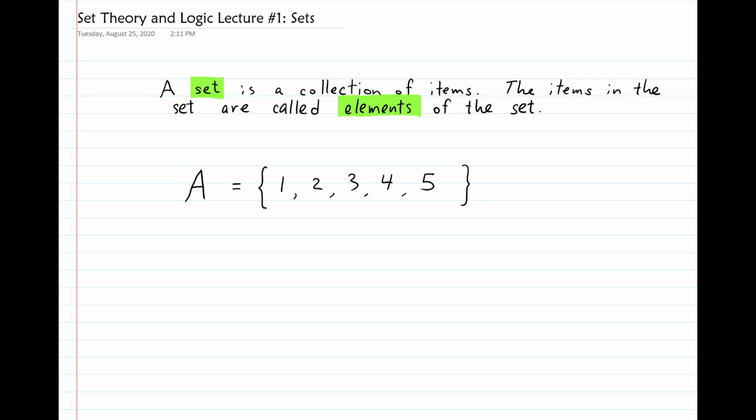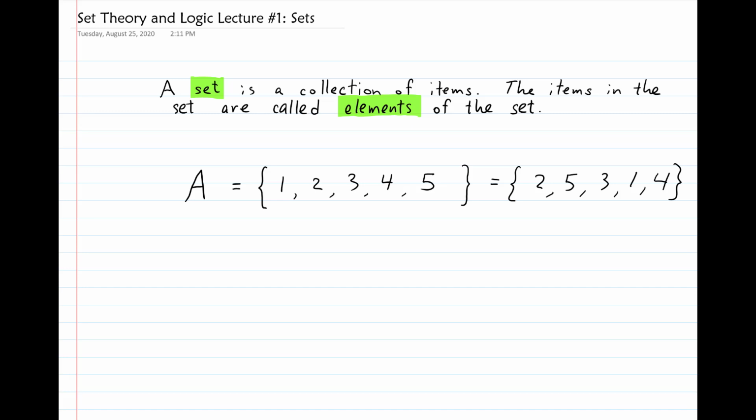Now, this is super important. The order that you write the elements does not matter. I can say that A also equals this. That's the same set.